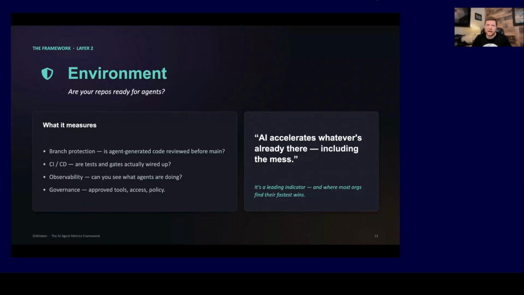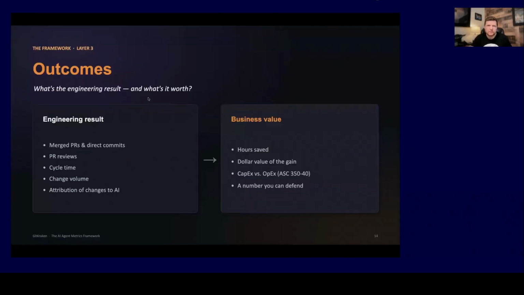And this is the kind of thing that you really want to remember, and we've heard this, but AI really accelerates what's already there. So if you have kind of a mess with not a lot of guardrails, that's all going to be amplified. But the good news here is this is usually the fastest and cheapest way to get some wins quickly. And we'll get into some of that.